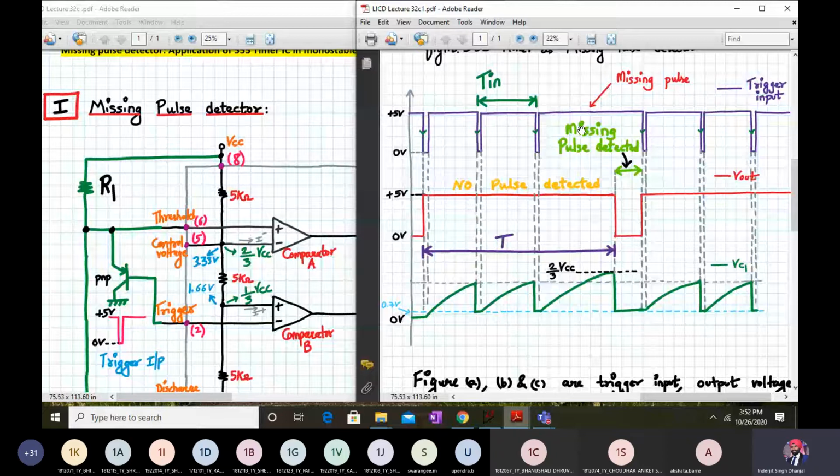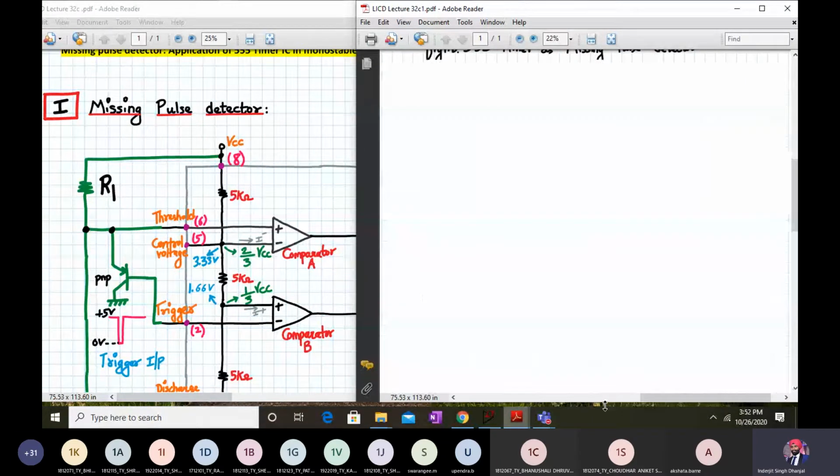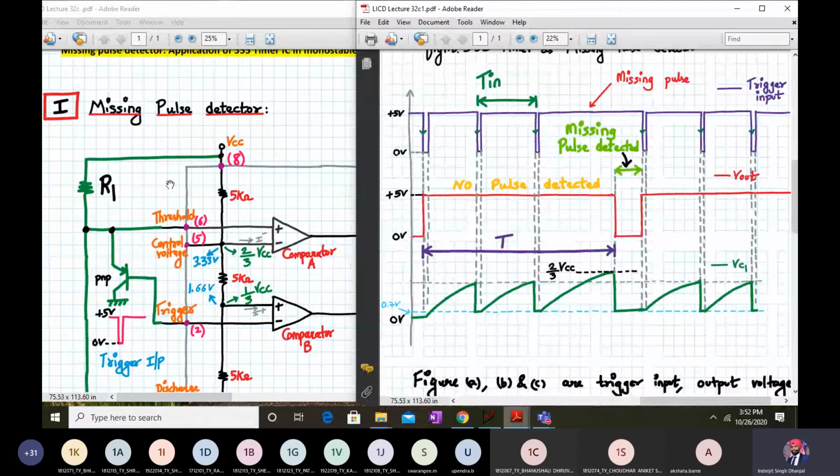The output of the 555 timer circuit should give some indication, and that indication is given by the output being low. Whenever the output of your 555 timer in monostable mode, meant for the missing pulse detector, goes low, that indicates that the pulse has been missed. So that's the concept behind this missing pulse detector. At the end of the discussion, we will get to know where it is used. It's used in a medical application, and I will describe that.